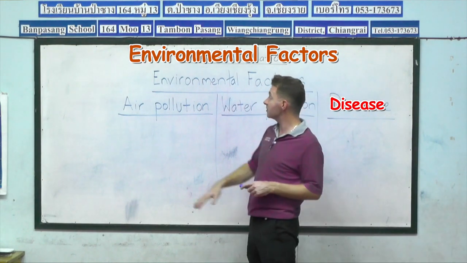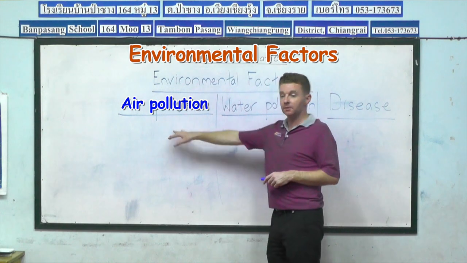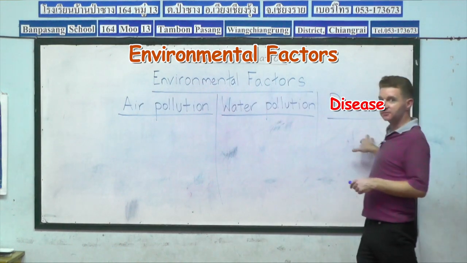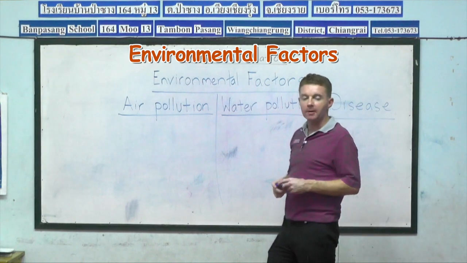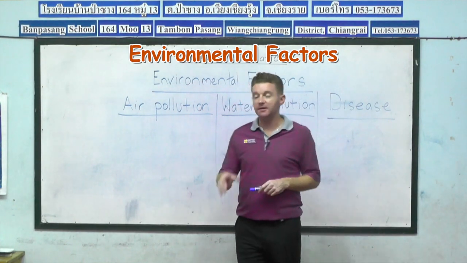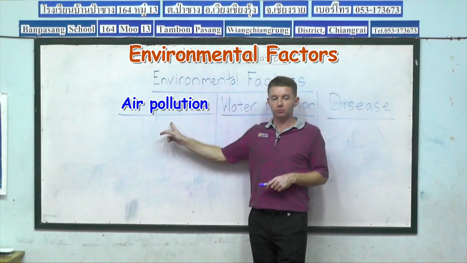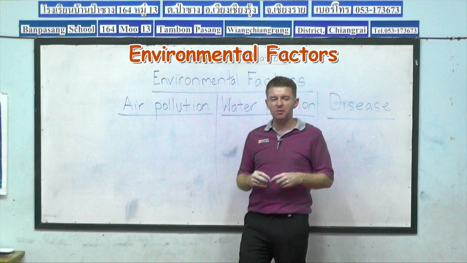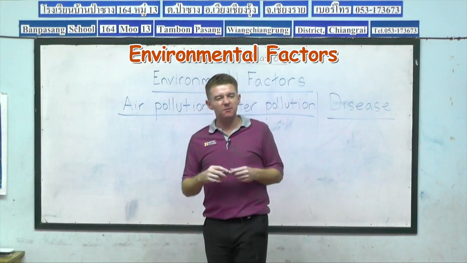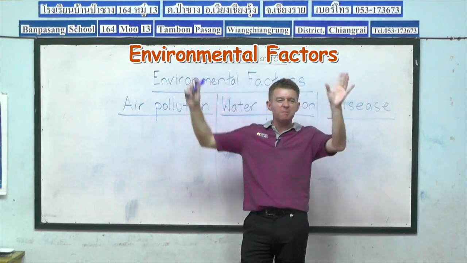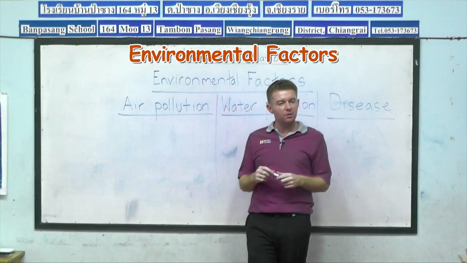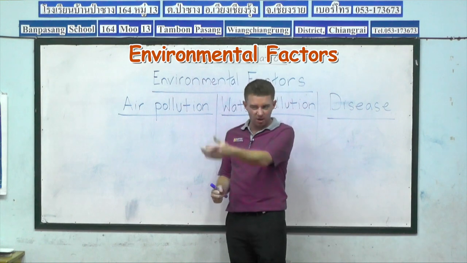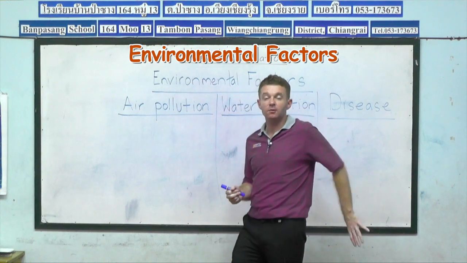Okay, guys, so these are the three environmental factors. One more time together. Air pollution, water pollution, and disease. So who can remember? Who can give me some examples of things that can cause air pollution? What type of things cause our air to be unhealthy? If we go outside and we see lots of smoke and things, what causes the smoke? We have to travel somewhere. What do we travel in sometimes? Cars, yes. Cars produce lots of smoke.